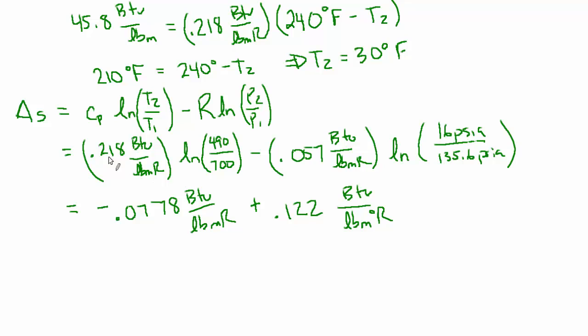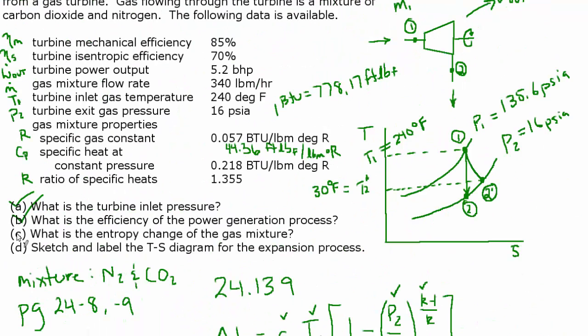And I think that's interesting because what that's basically saying is that the temperature change is a negative effect on the change in entropy, but the pressure change is a positive effect, and the net result is positive, which we would expect because things always tend toward positive entropy. We get delta S equals 0.044 BTU per pound mass Rankine. That is the answer to part C, entropy change of the gas mixture.